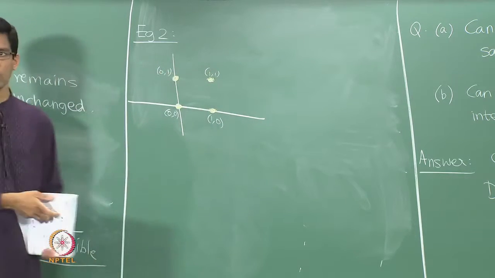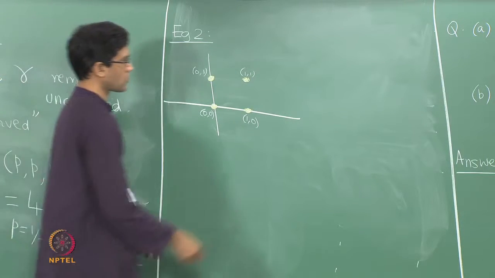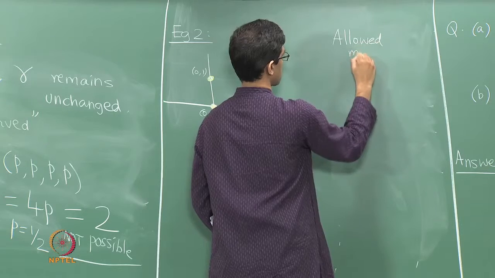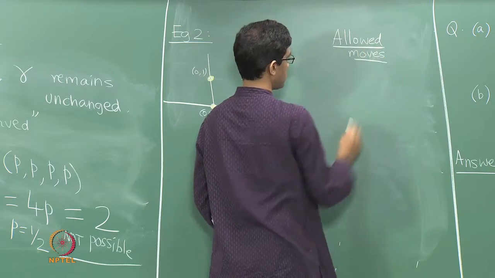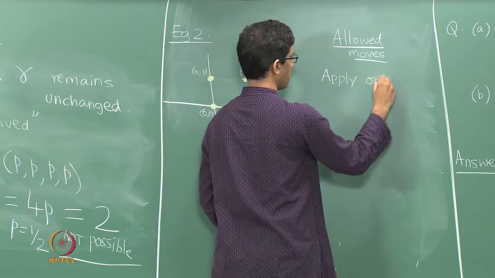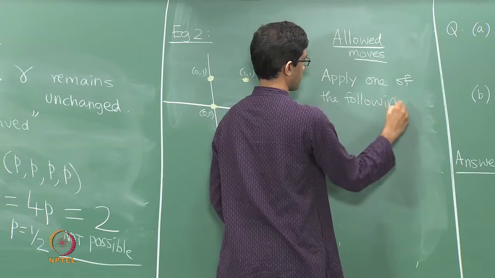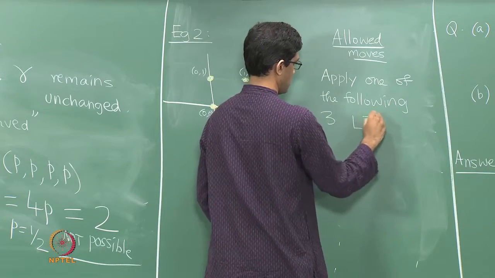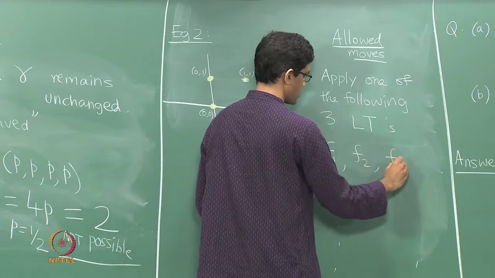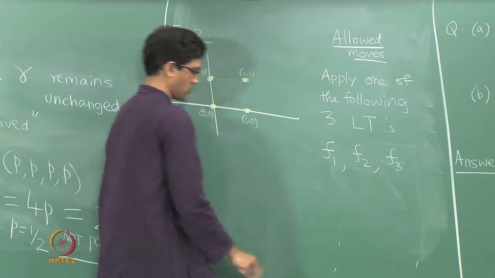So I place 4 coins on the plane, and now I need to tell you how the evolution takes place. So what are the rules for evolving the system? So here are the allowed moves. At each time t, you are allowed to apply one of the following 3 linear transformations. I will call them f1, f2, f3. So there are 3 functions which are all linear transformations. What you can do is apply that function to all 4 points at once.